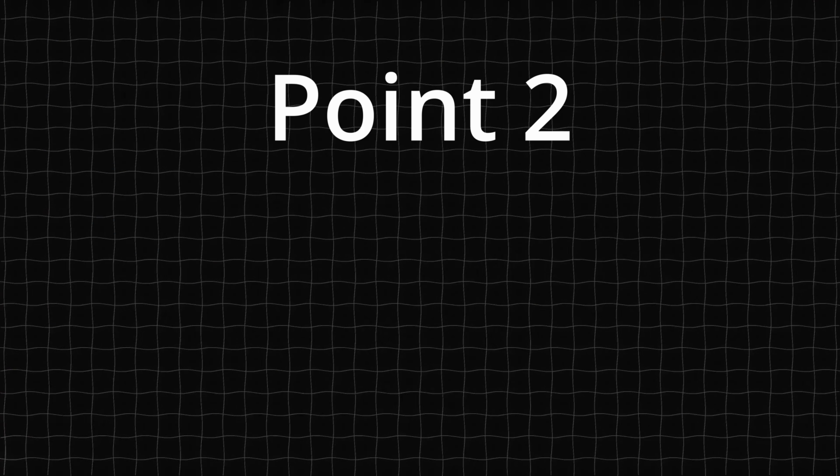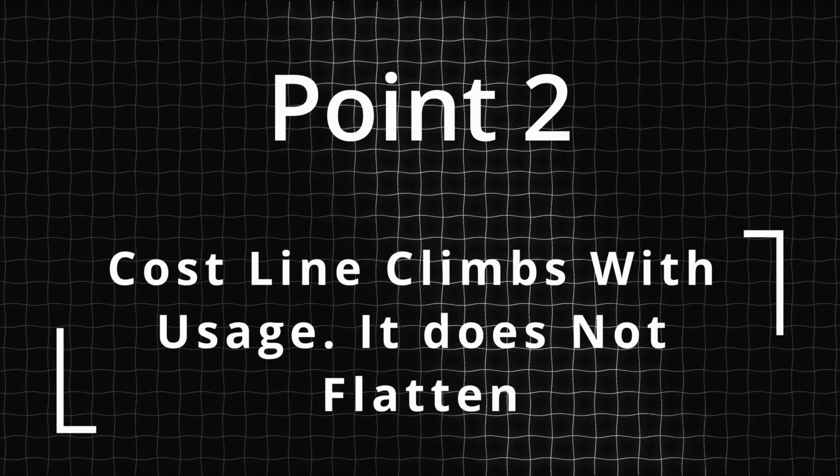The key takeaway is that with AI, you don't pay once, you pay per use forever. Point number 2, the cost line climbs with usage. It does not flatten. In the earlier traditional software systems, since the cost of acquiring a new customer was literally zero or almost insignificant, the more customers you have, the more profits you are making. The margins were insanely good, like almost pure profits. But with AI, that model is going to crumble and fall apart because AI charges you per use.